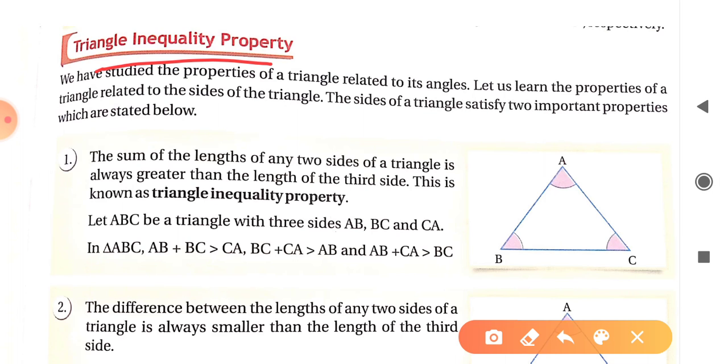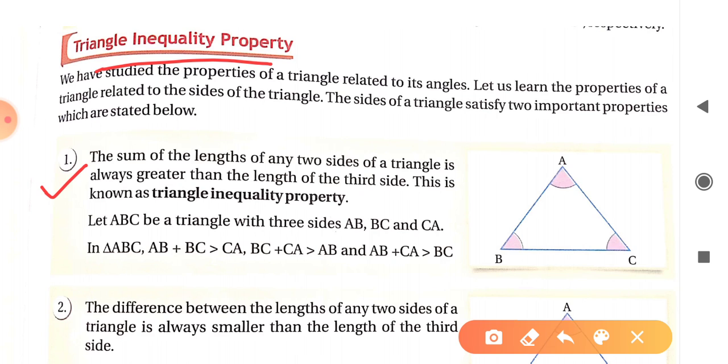And there are two properties based on the triangle inequality property. First is the sum of the lengths of any two sides of a triangle is always greater than the length of the third side. It means the sum of any two sides of a triangle will always be greater than the third side. The sum of two sides is always greater than the third side, and this is known as the triangle inequality property.